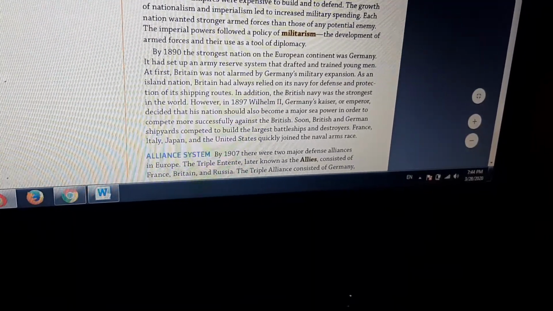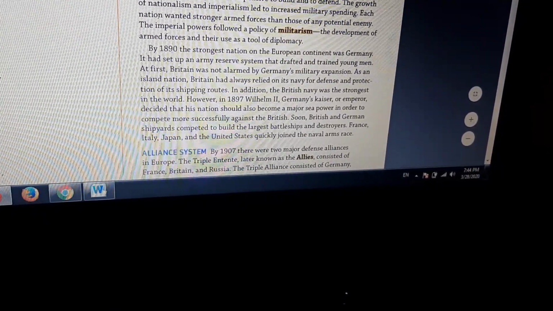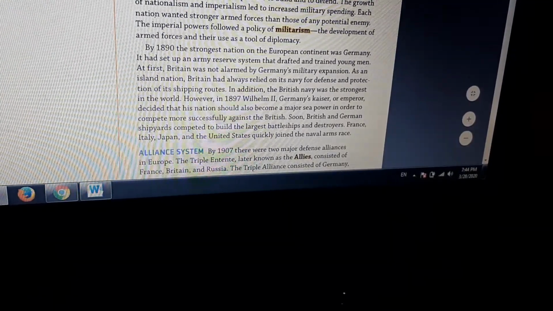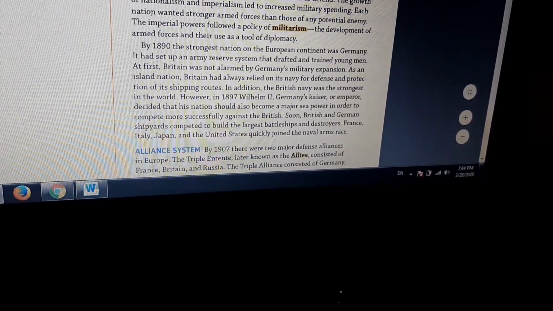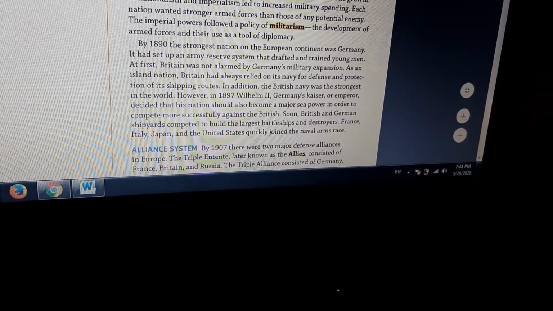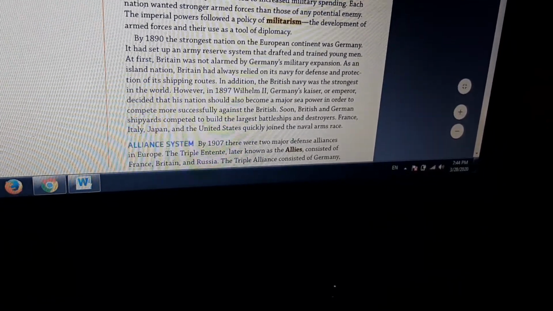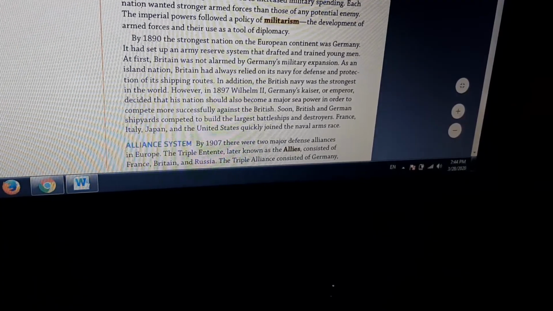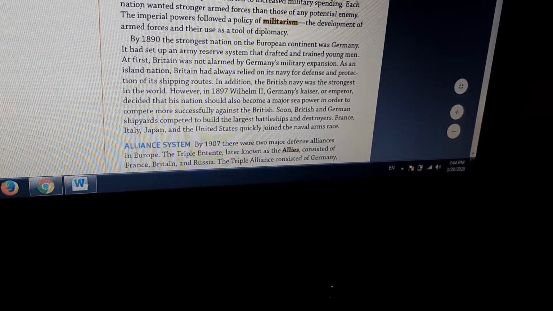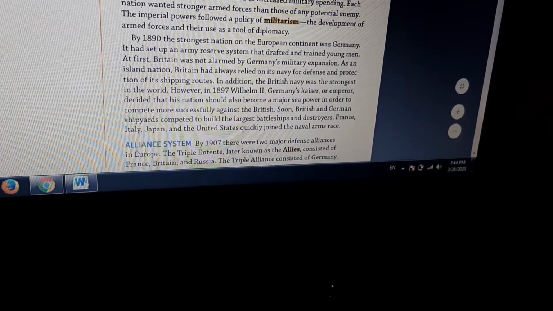However, in 1897, Wilhelm II, Germany's Kaiser or emperor, decided that his nation should also become a major sea power in order to compete more successfully against the British. Soon, British and German shipyards competed to build the largest battleships and destroyers. France, Italy, Japan, and the United States quickly joined the naval arms race. So it was actually a race.